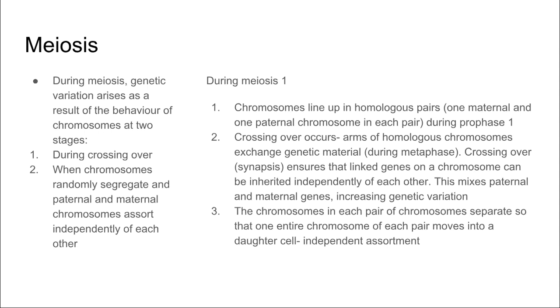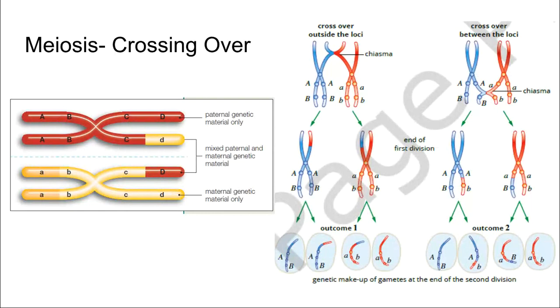So if we're looking at meiosis, sorry for that, clearing my throat. If we're looking at meiosis, we can see that it does produce more genetic variation if we see crossing over or when we see chromosomes randomly segregate and then our paternal and maternal chromosomes sort independently of each other. And we do have a little bit of information here about crossing over in the process during meiosis 1 and how this does in fact increase our genetic variation that we can see in individuals.